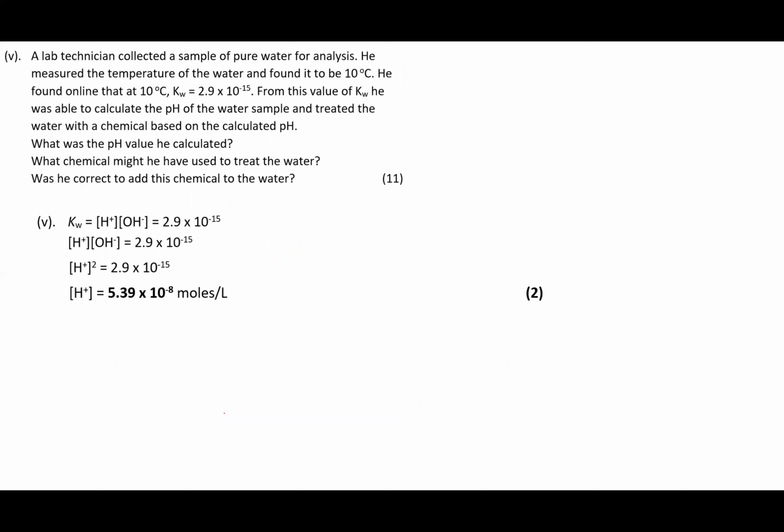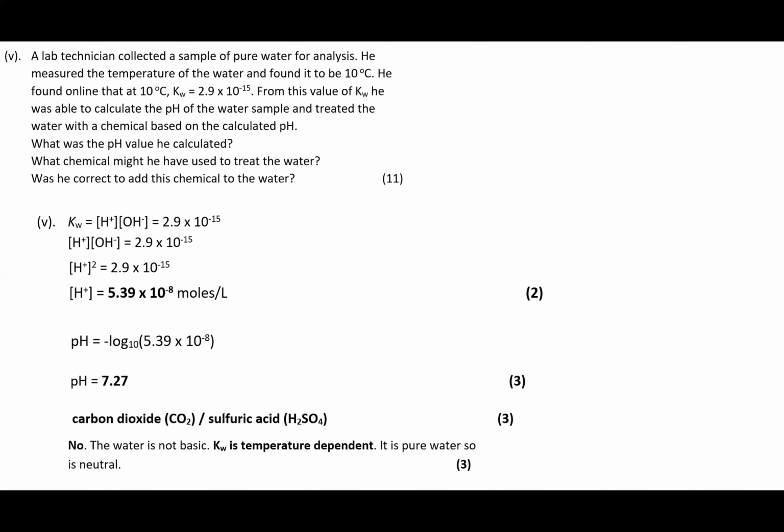This is the solution that is in the marking scheme that you were emailed, and that's the question that should have been asked. All that changed was at 10 degrees, Kw is 2.9 by 10 to the minus 15. So you have the exact same way of working it out. It's pure water. Here you replace the OH with the H plus, you get H plus squared. So you get the square root of both sides, you get 5.39, and in this case, you get a pH of 7.27. So it looks like it's basic, but it's not.